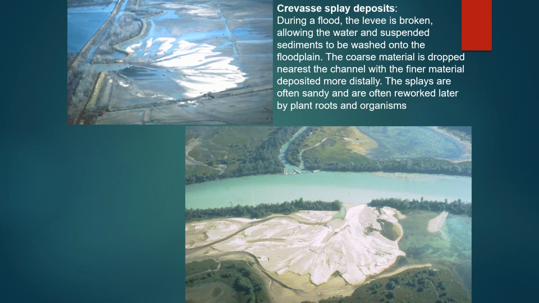Sometimes one of the weak points of the natural levee fails. River water breaks the levee and crosses the threshold. The flow velocity decreases and the sediment is deposited in a fan shape. This deposit is called a crevasse splay, which contains both sand and clay.